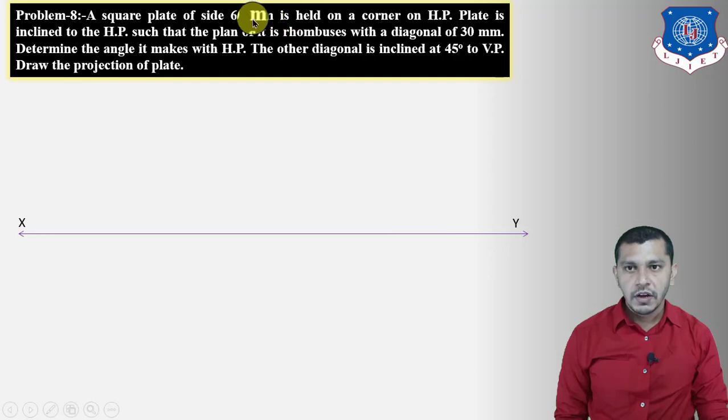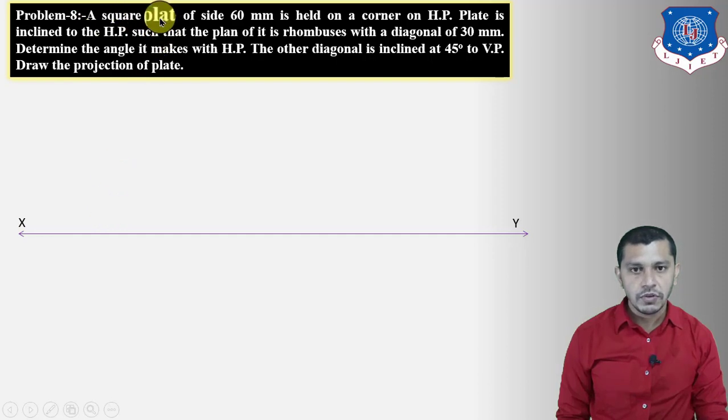So first of all, draw the XY reference line. Right now the plane is resting on the horizontal plane. So to derive the first stage, we have to assume the surface of the square plate parallel to the horizontal plane, and we have to take one of the corners on the left hand side of the drawing. Right now we have assumed the square plate parallel to the horizontal plane, so we will get the true shape of the square plate in the plan. So let's start with drawing the square in the horizontal plane. For that we have to follow this particular procedure.